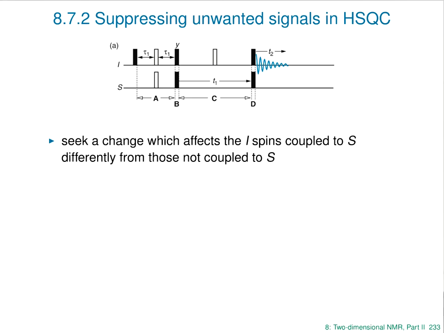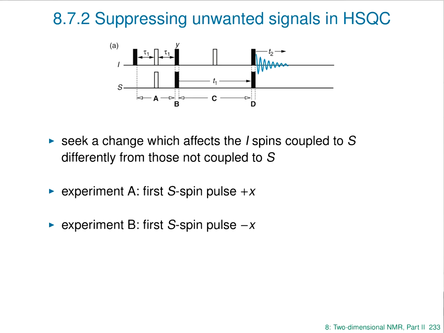And the way you do this is you seek to find something in the pulse sequence which affects the I spins which are coupled to S in a different way to the I spins that are not coupled to S. So, for example, think about the first S spin 90 degree pulse. Those I spins that are not coupled to S, they have no way of experiencing that pulse. It doesn't do anything to them. And that's the key to getting rid of the unwanted signal. So we do the experiment twice. We do it once where the S-spin pulse is phase X, and then we do it again where the S-spin pulse is phase minus X.